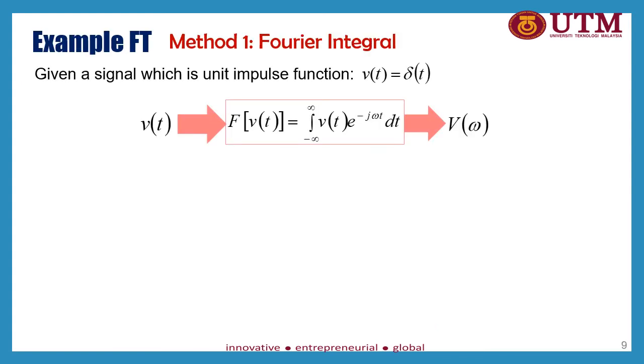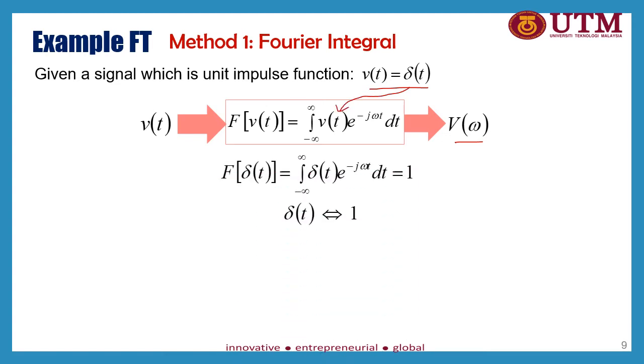Okay, let's look at this example. We're going to try two methods. The first one uses the Fourier integral, or the integration of the signal in time domain. Given your signal in time domain v(t) equal to delta(t), by using the Fourier integral, you need to integrate this particular signal in order to get V(omega). So now your v(t) is equal to delta(t). So perform the integration. If you notice that signal delta(t) is this.